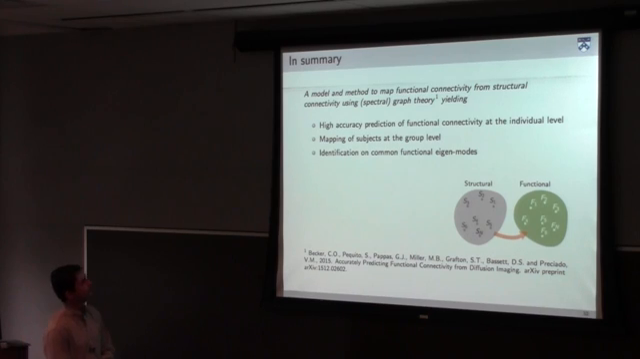So in summary, looking at this problem, we proposed this mapping model and algorithms to estimate the parameters, which allowed us to have a high accuracy of correlation between structure and function connectivity at the individual level. It also enabled us to do this analysis at the group level, and it enabled us to look at the eigenmodes as a source of information of the commonality between groups of individuals.